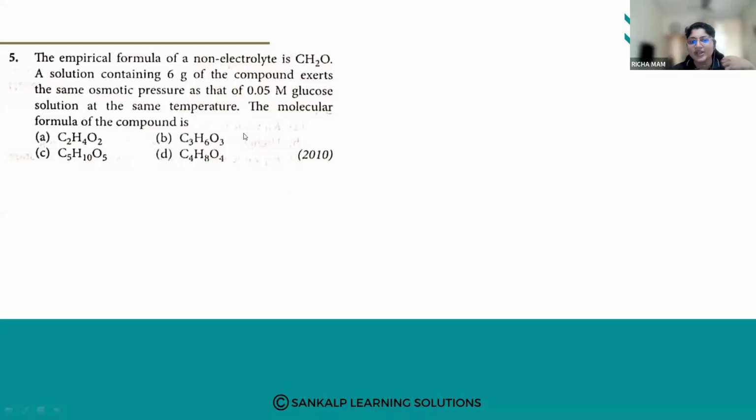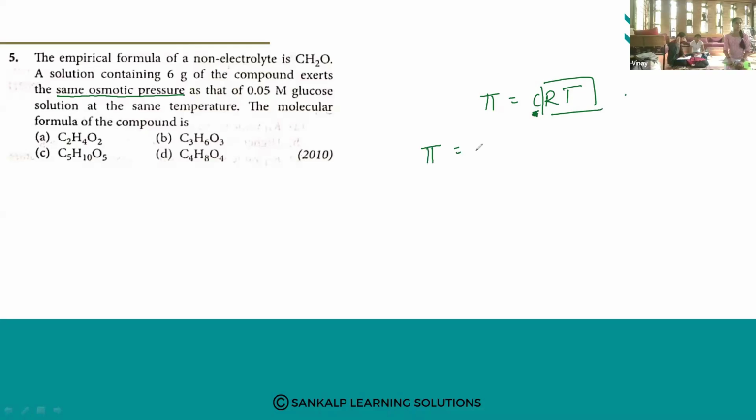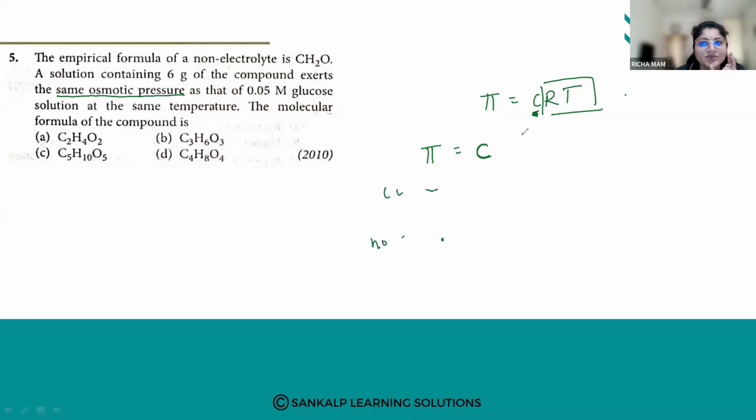In this type of question, we just take the isotonic case. After reading the question, how did we come to know it is isotonic? Because they have said same osmotic pressure. Same osmotic pressure means we use the isotonic formula. Pi is equal to CRT. R and T are constant, so only concentration will change with respect to the osmotic pressure. We know how to find concentration and the number of moles, so that is the formula we apply.